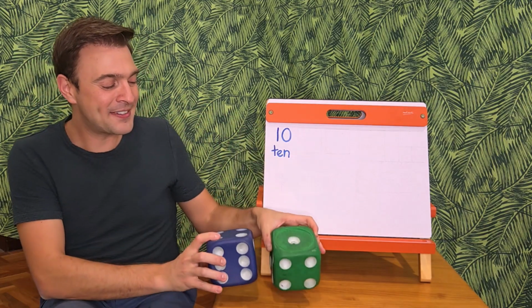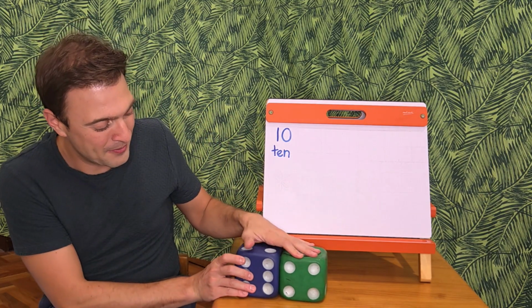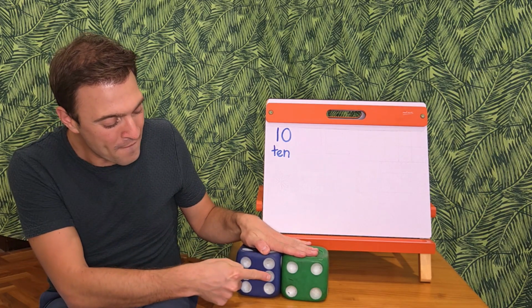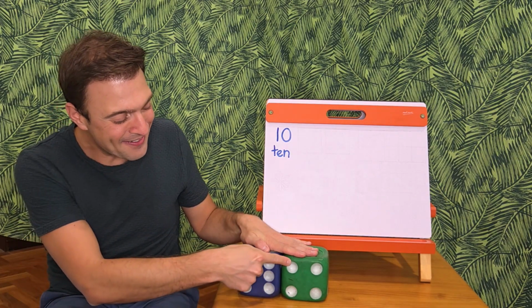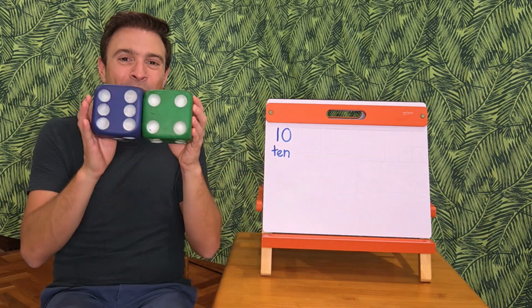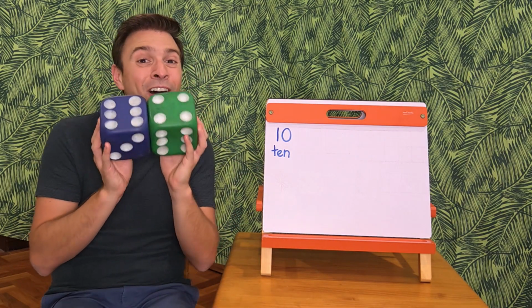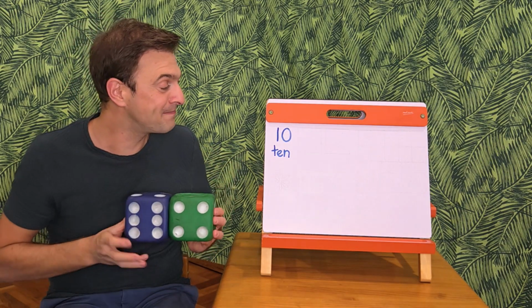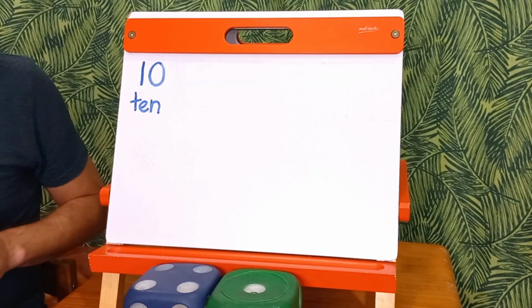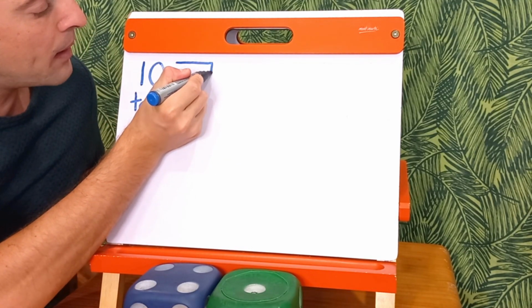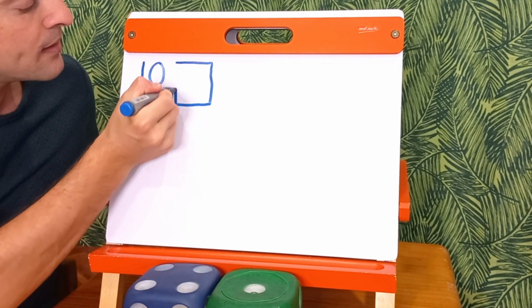Let's check if 6 and 4 makes 10. You ready? 1, 2, 3, 4, 5, 6, 7, 8, 9, 10. Yes, we found two numbers that make 10 on our dice. I'm going to record this on the board. I'll start by drawing my two squares on my board to be the dice face.